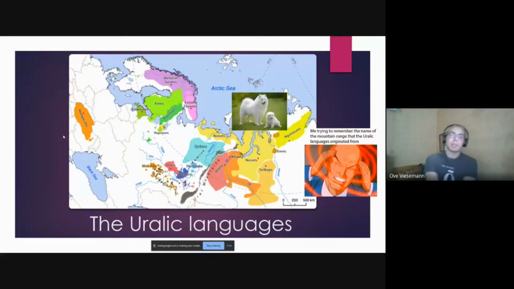Anyway, Estonian belongs to the Uralic languages, and Estonia is here in northern Eastern Europe. Here are our brothers Finns and Karelians, and I want to mention this little subfamily, Nenets, Selkups, Enets, and Nganasans. They make the Samoyedic language subfamily. Yes, the Samoyedic dogs are from there. And also, this little meme here, the Uralic Mountains.